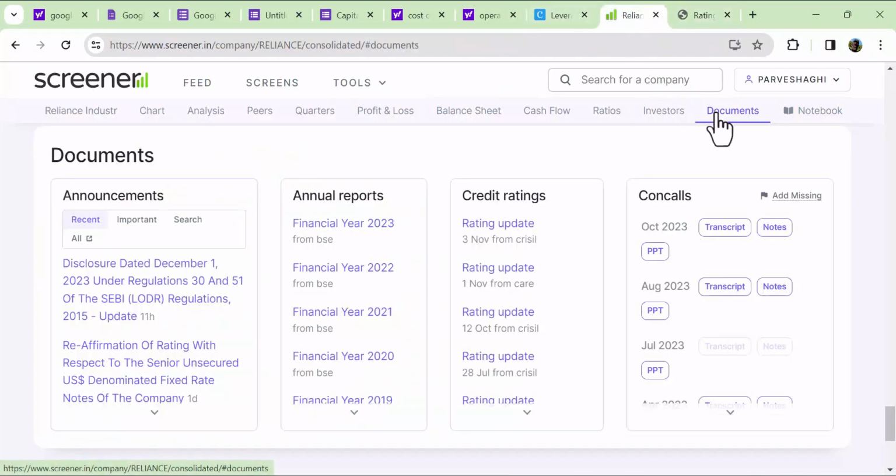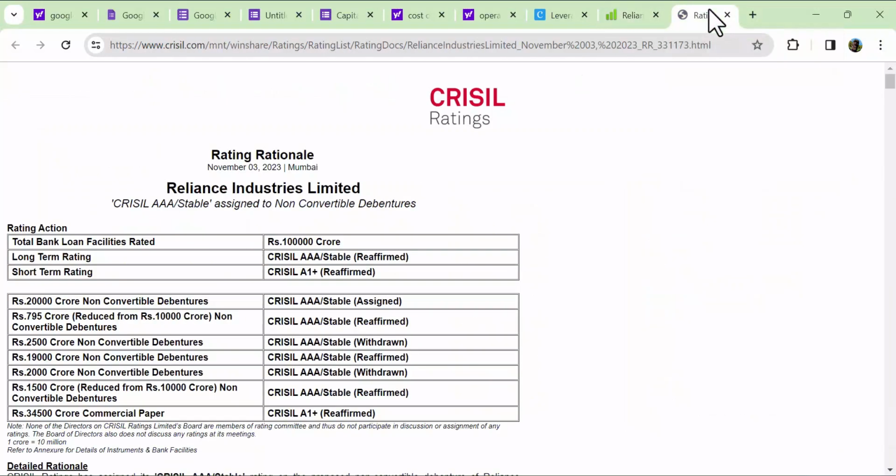Go to Reliance and go to documents, and then go to the credit ratings, and you will get this. So very recently the company got AAA stable assigned to non-convertible debentures. Now this rating is given for all the loans which the company takes. Every time the company has to take a loan, it has to get itself rated before it can go ahead and take a loan from the public or from the financial institutions.